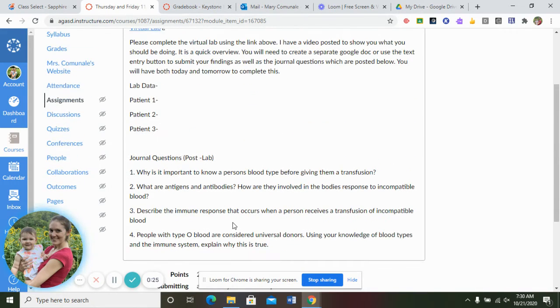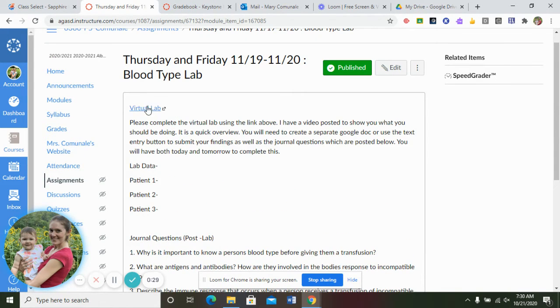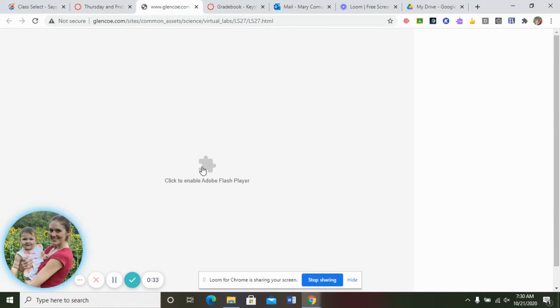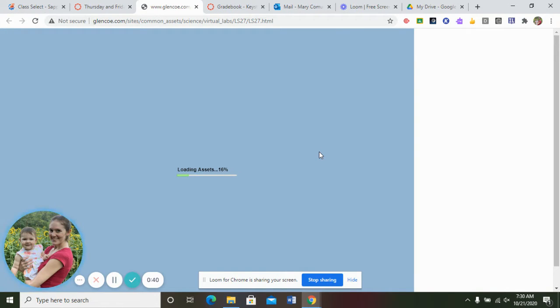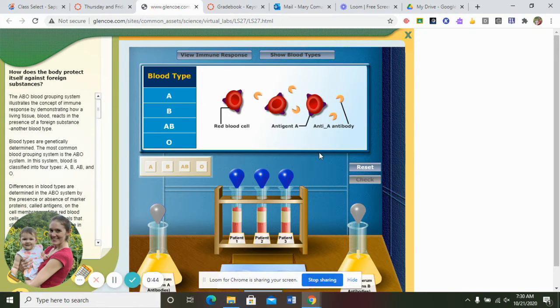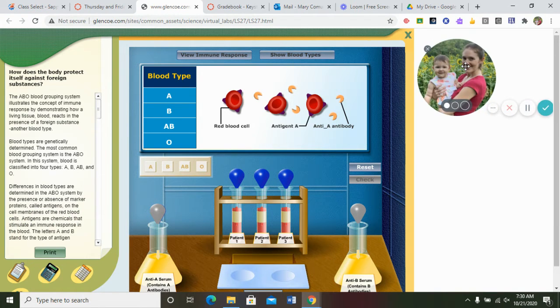You can either submit this as a text entry where you type right in it, or you can attach a Google Doc. So I'm going to click on this and show you what it looks like. On your Chromebook, you should have a Flash player, and it should automatically pop up for you. Now, if this is not working, then just watch me do the lab, and you can get your data from what I have done here. Hide that, move this over here.